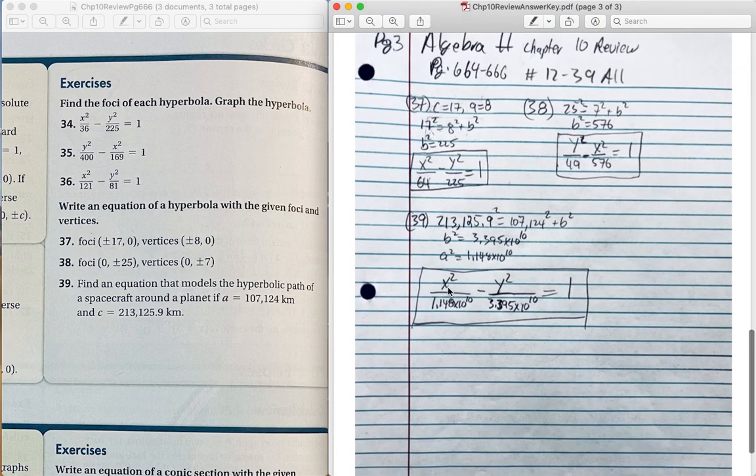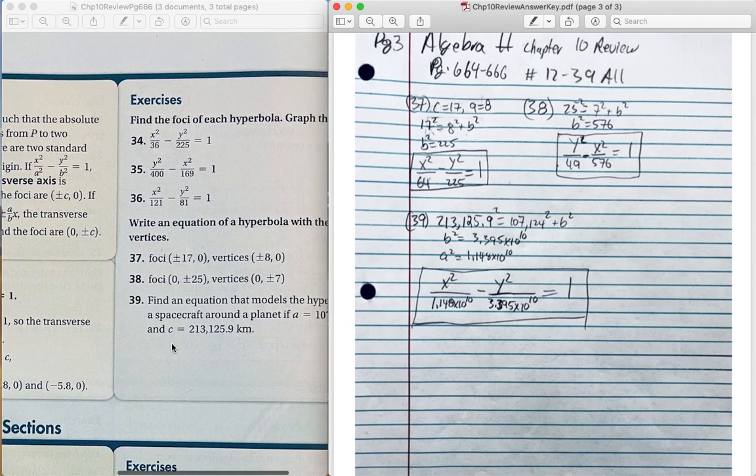Okay, so number 37, they want the equation given the situation. So we have foci at plus or minus 17 and vertex at 8. So a is 8 and c is 17. So 17 squared equals 8 squared plus b squared. I subtract 8 squared from both sides, and I get that b squared is 225. So my equation is going to be x squared over 64 minus y squared over 225. And I know that it's x squared first because my foci is 17, 0, which is along the x-axis, which tells me I'm dealing with a horizontal hyperbola.